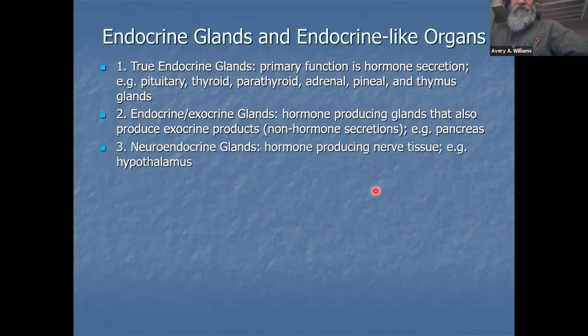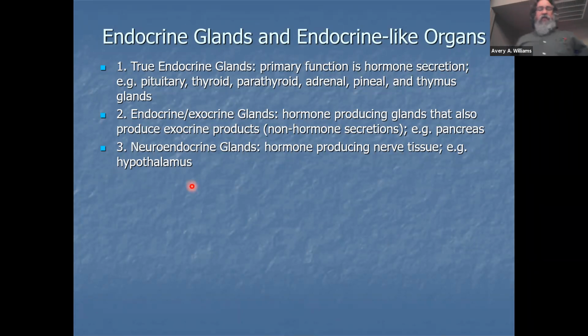Okay. Number 3 are neuroendocrine glands. See, neuro for like nervous system. Get that? What are neuroendocrine glands? Neuroendocrine glands are hormone-producing nerve tissue. Okay, nerve tissue, completely different body system, the nervous system. All right. So what is that? Well, there's only one example of that: the hypothalamus.